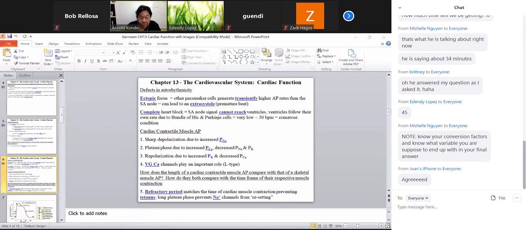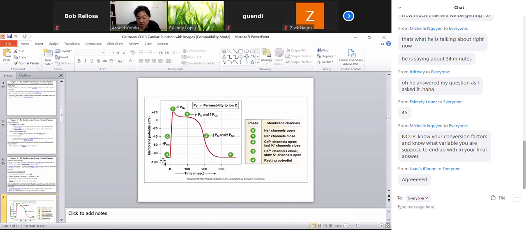So this is, again, a typical textbook picture. And so we have a not stable baseline right here, slightly more negative than a neuron. But the whole idea is a sharp depolarization, a plateau phase, and then repolarization.